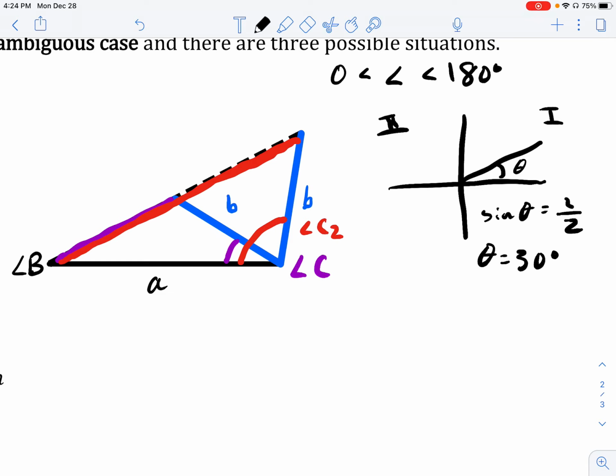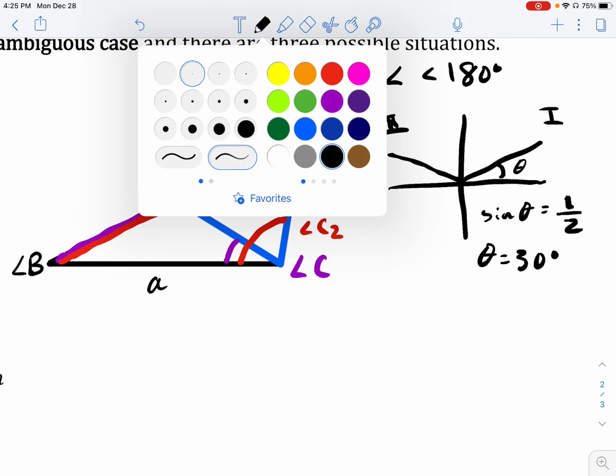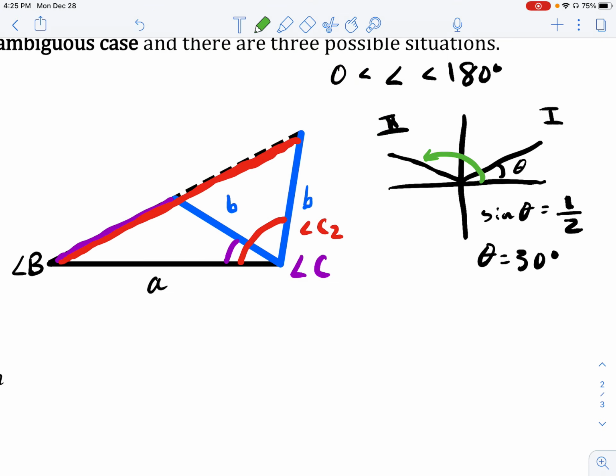But if I asked you what are the angles such that sine of theta is equal to 1/2, well, we know that if my angles are possibly within quadrant 1 or quadrant 2, there are actually two possible angles such that the sine of theta is equal to 1/2. We could have that angle theta here. You could also have theta equal to 150 degrees. So there is an ambiguity with sine when we're dealing with angles that are between 0 and 180.